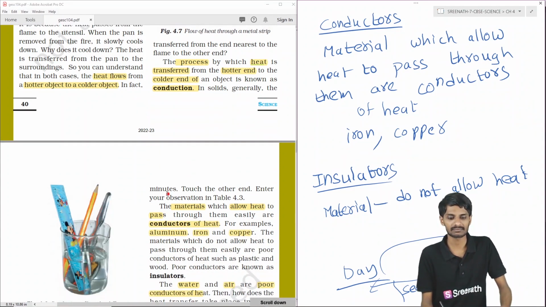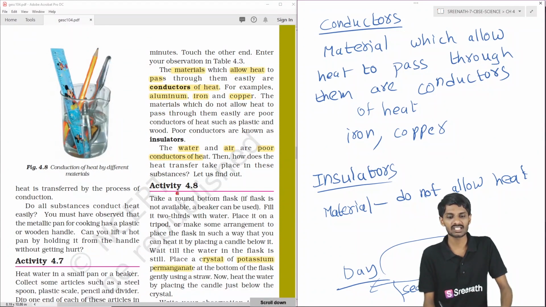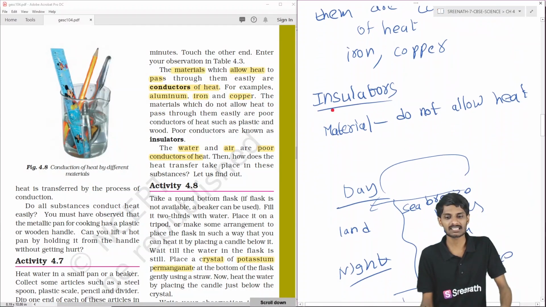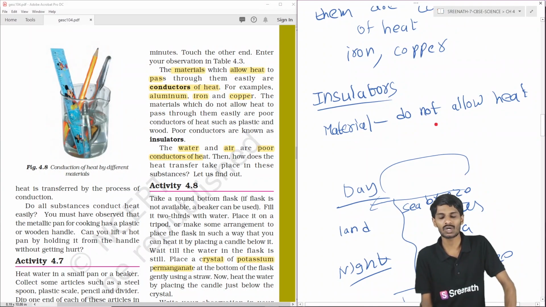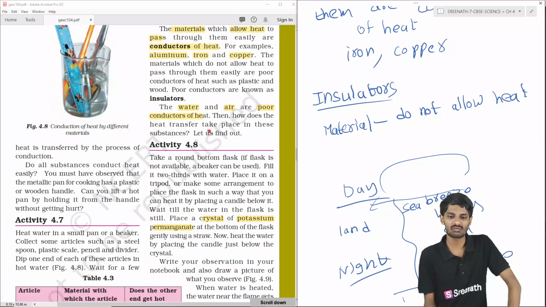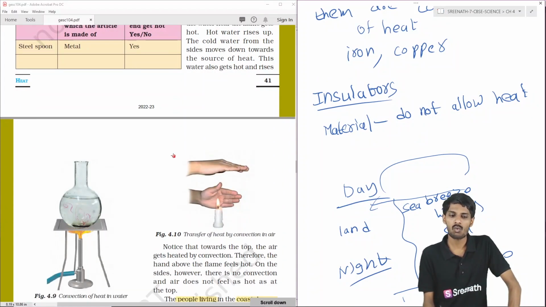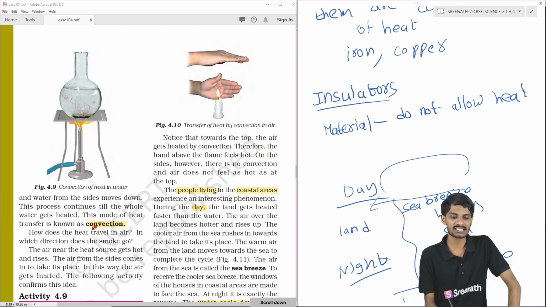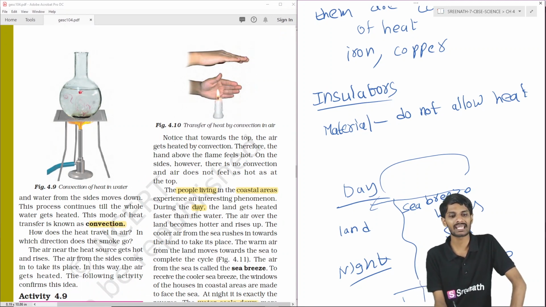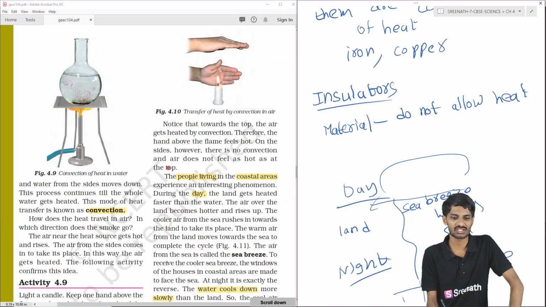If you see here, conductors. And next thing is insulators. What are insulators? Insulators are materials which do not allow heat. Okay, students. And water and air are poor conductors, students. Okay, how water is heated up is by the process of convection. The bottom water will heat first and go up, and the cold water comes down and it also heats up. That process is called convection, students.